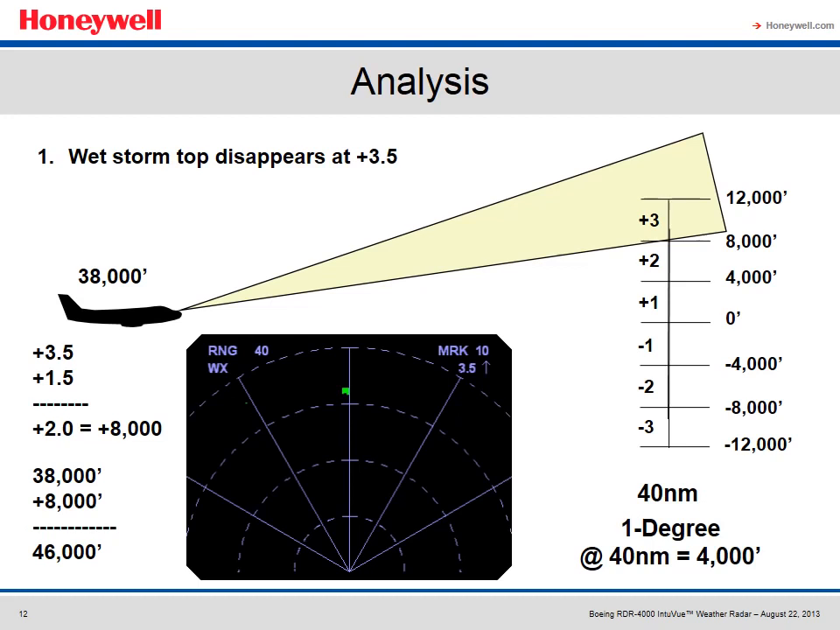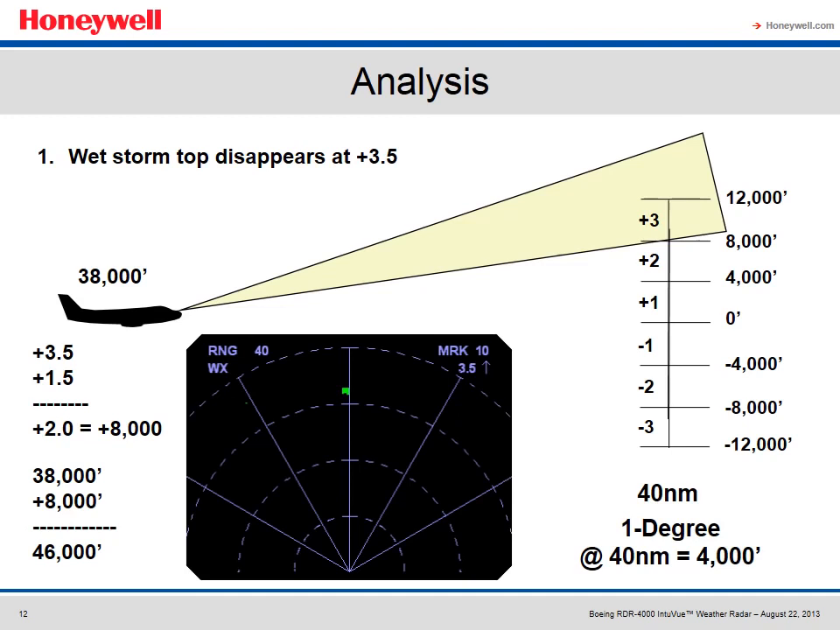There is always a trade-off when making a deviation decision. Analysis should be completed allowing enough time to negotiate a deviation with ATC, but close enough to the weather to have adequate resolution for effective analysis. At 40 nautical miles, 1 degree is 4,000 feet. At 80 nautical miles, it's 8,000 feet, and at 100 nautical miles, it's 10,000 feet.